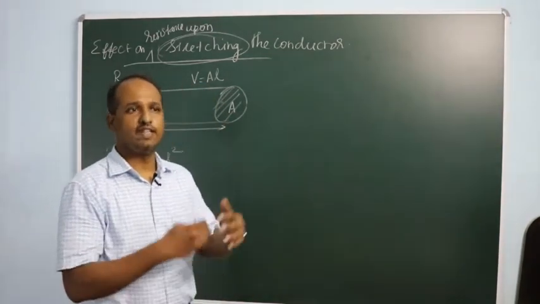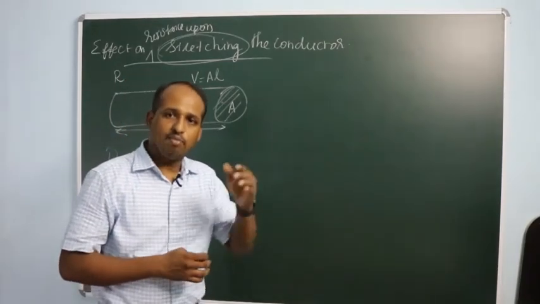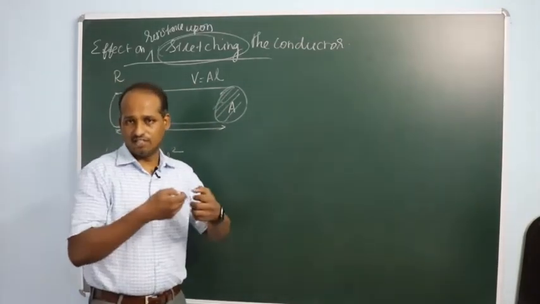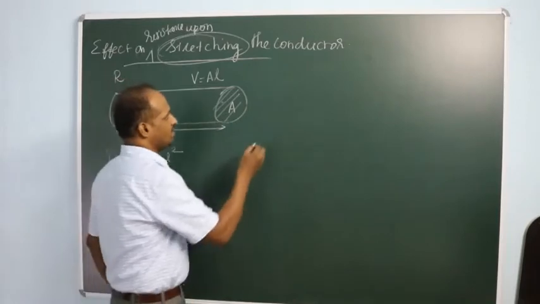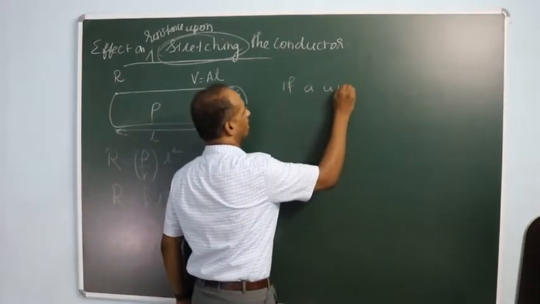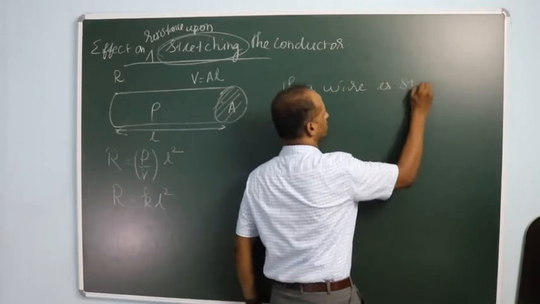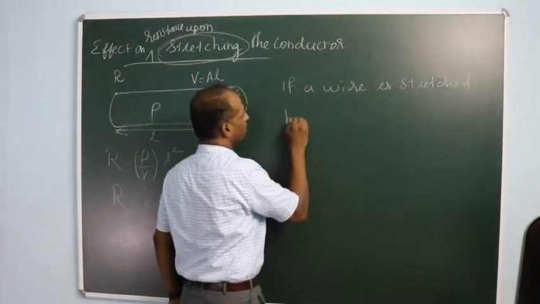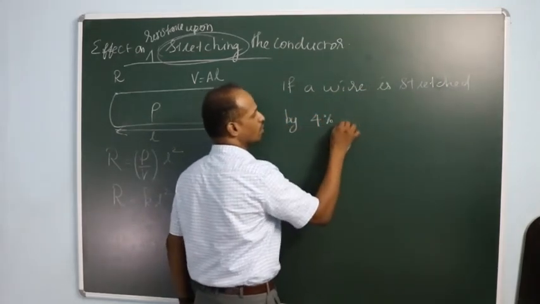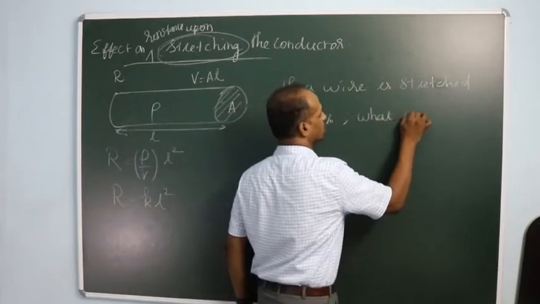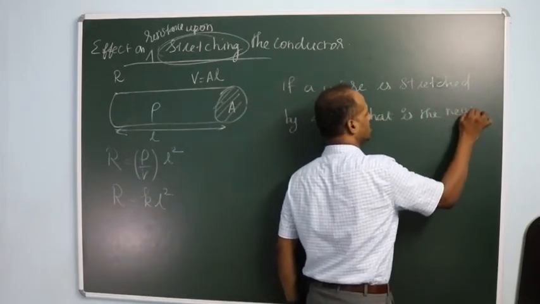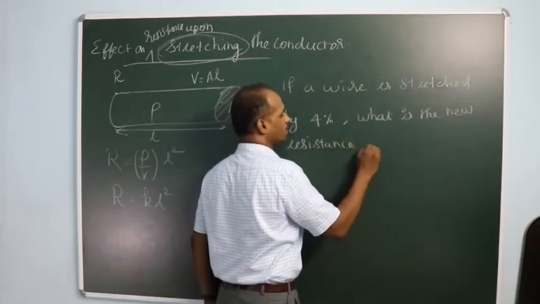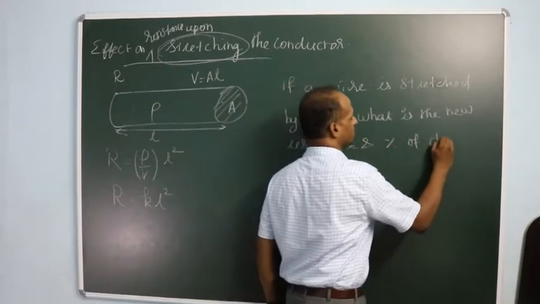That was also the same case. If they increase the length by 100%, meaning L plus 100% of L, they are doubling the length. So now what if the percentage of change in the length, the stretch, is 2%, 5% like that. For instance, if a wire is stretched by 4%, what is the new resistance and percentage of change in resistance?